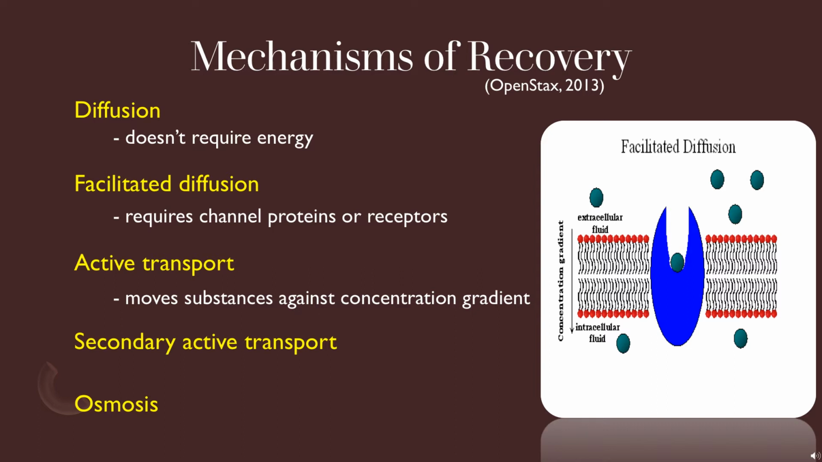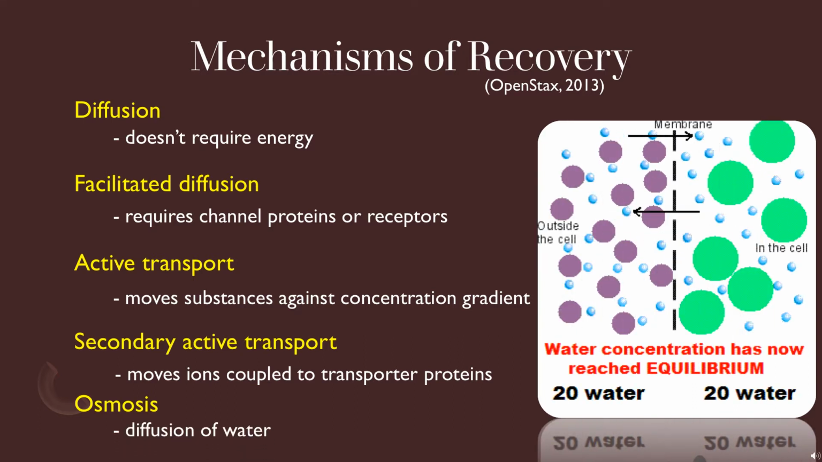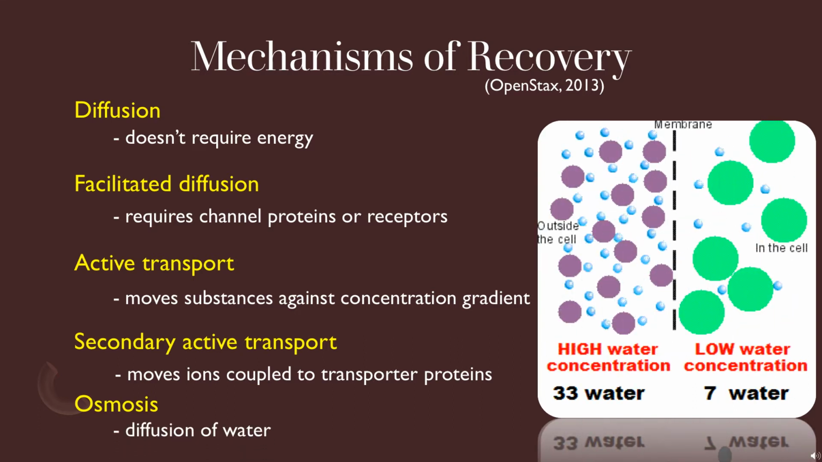Secondary active transport is a specific form of active transport. This mechanism moves ions, particularly sodium and hydrogen ions, coupled to transporter proteins. The last mechanism I have mentioned that transports substances is osmosis. Osmosis is just the simple diffusion of water.